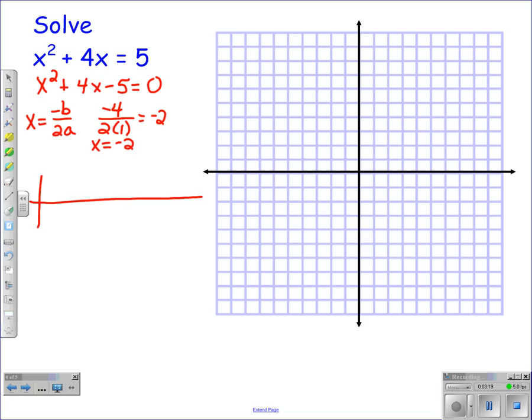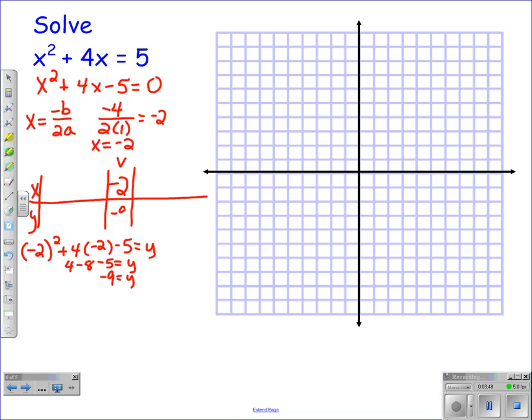When we draw our xy table, we're going to put that negative 2 right into the xy table as part of our vertex. And we'll plug the number back in, negative 2 squared plus 4 times negative 2 minus 5. We'll set that equal to y so that we're actually solving for the variable, the y. And that turns out to be 4 minus 8 minus 5 equals y. And that gives us a negative 9 for our y.